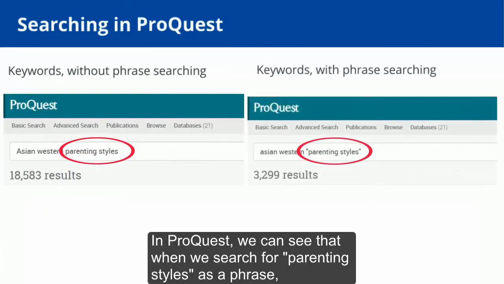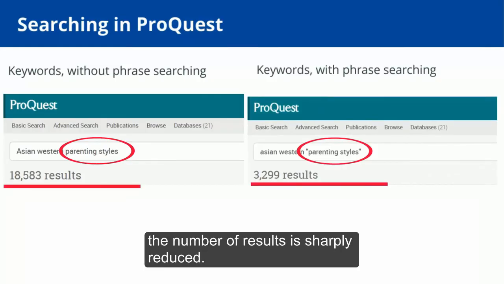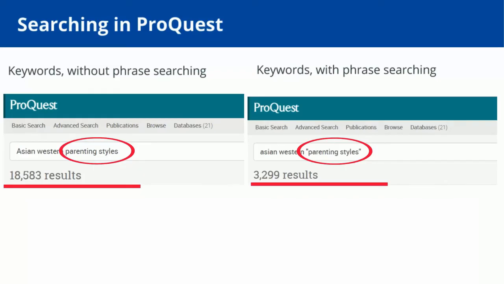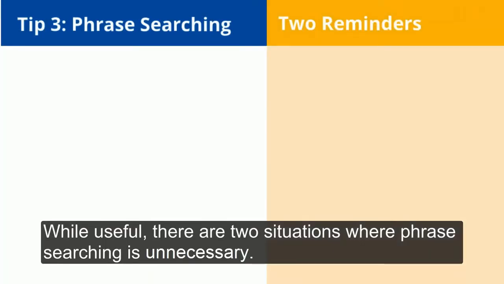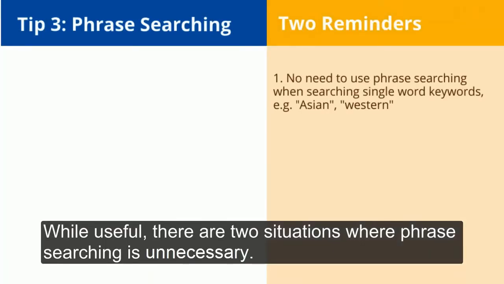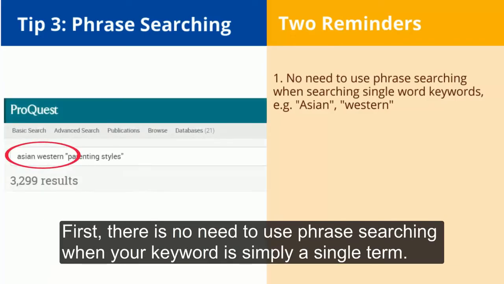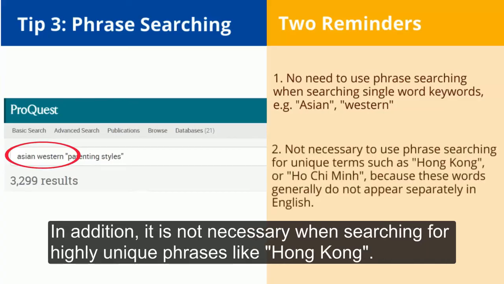In ProQuest, we can see that when we search for parenting styles as a phrase, the number of results is sharply reduced. While useful, there are 2 situations where phrase searching is unnecessary. First, there is no need to use phrase searching when your keyword is simply a single term. In addition, it is not necessary when searching for highly unique phrases like Hong Kong.